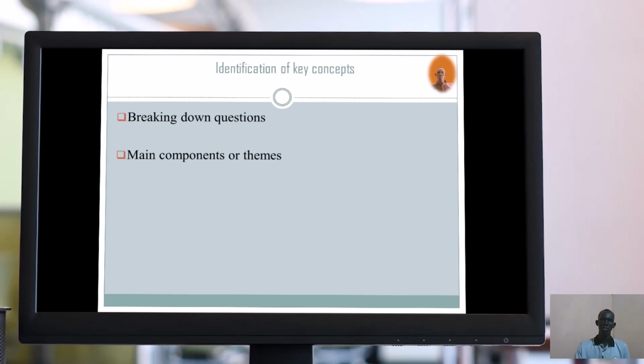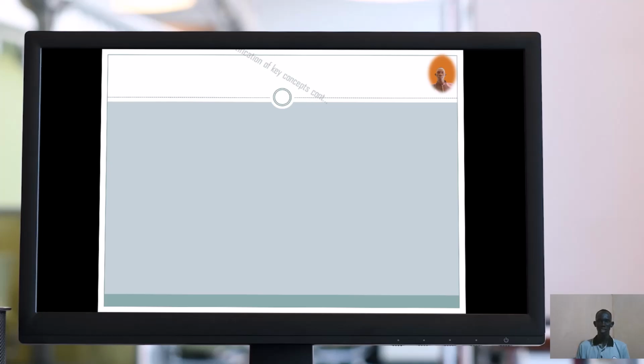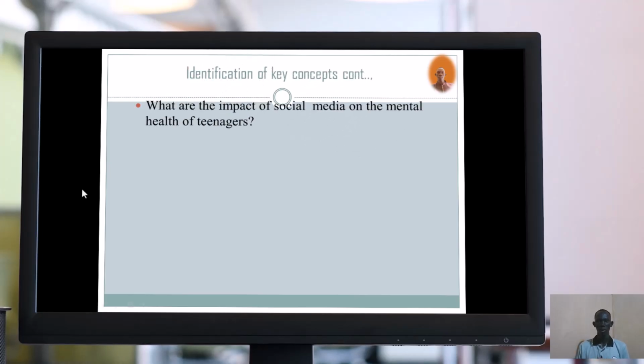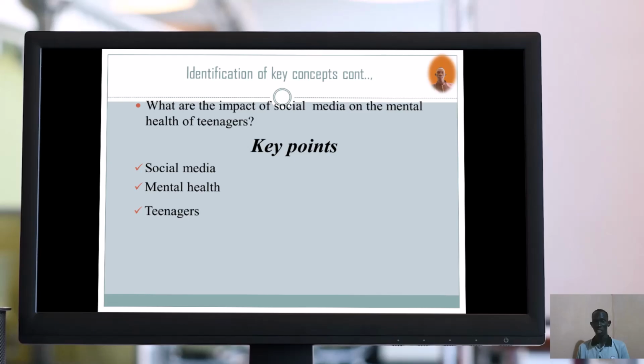After breaking it down, let's look at this example here. The question says, what is the impact of social media on the mental health of teenagers? And this is how I have broken this down into key points. Number one, the important thing is social media. Then the other main point is mental health, which is another key point. And the other key point is teenagers, because these are the most important things that make up that question.